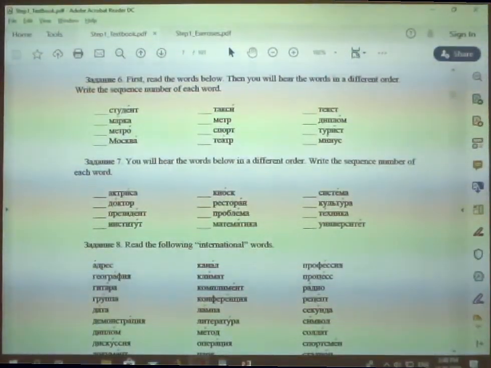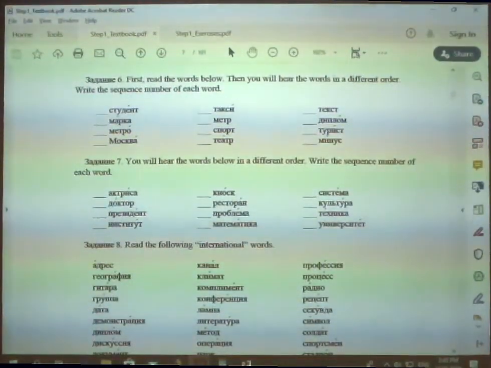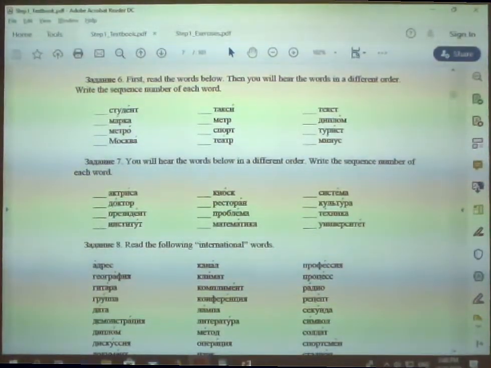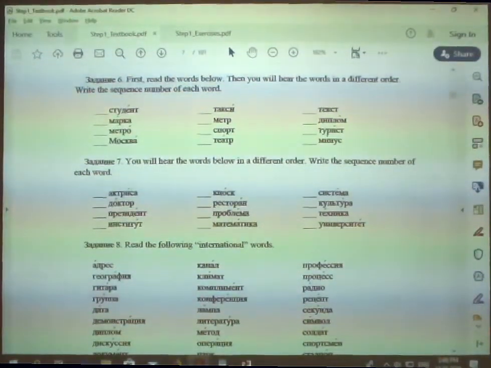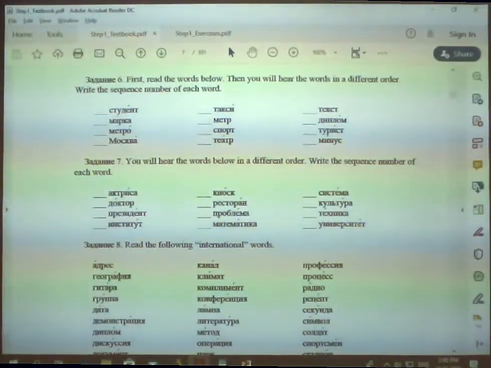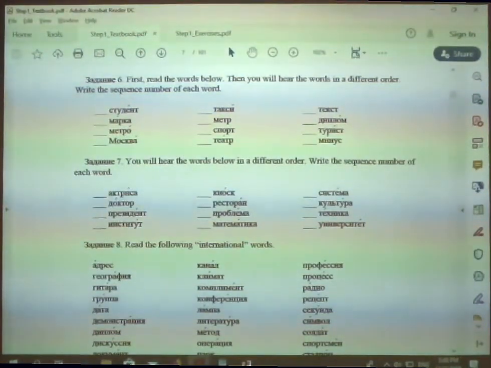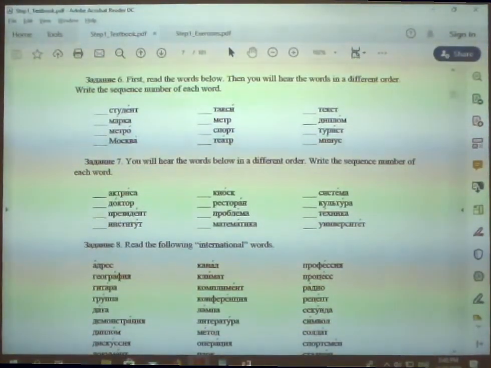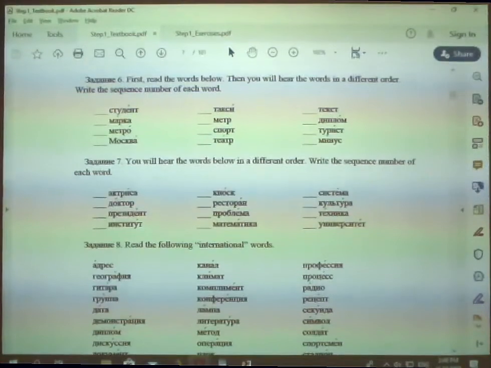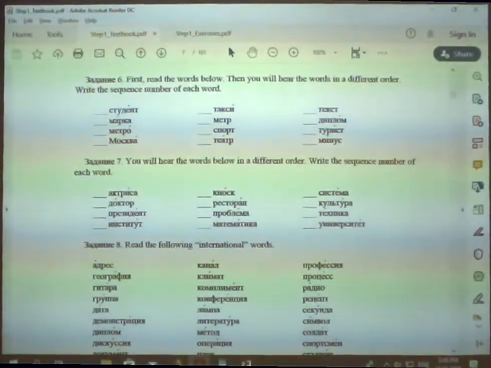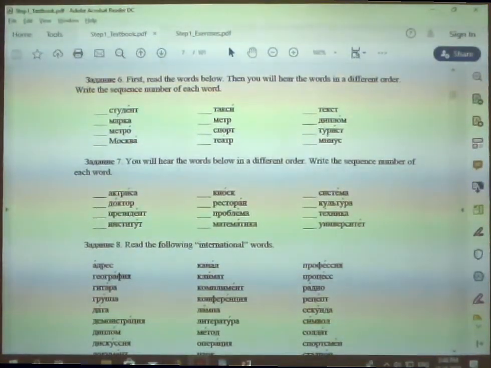And now please look textbook, учебник, страница 6, exercise 6. First read the words below, let's read them together. Студент, марка, метро, Москва, такси, метр, спорт, театр. Текст, диплом, турист, минус.